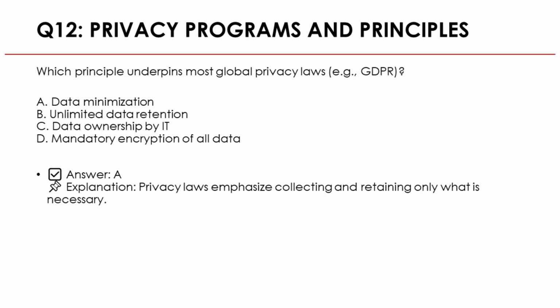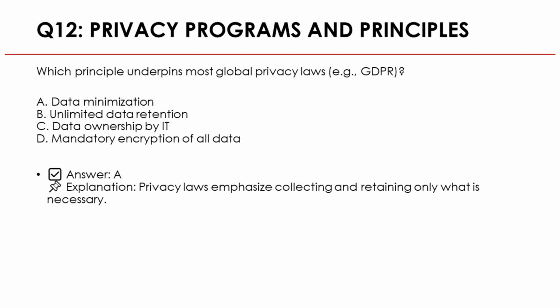Which principle underpins most global privacy laws, e.g., GDPR? Option A, data minimization. Correct, collect only what's necessary. Option B, unlimited data retention. Opposite of compliance. Option C, data ownership by IT. Wrong, individuals retain rights. Option D, mandatory encryption of all data. Not always required. Correct answer, A, data minimization. Only pack what you need in your travel bag.